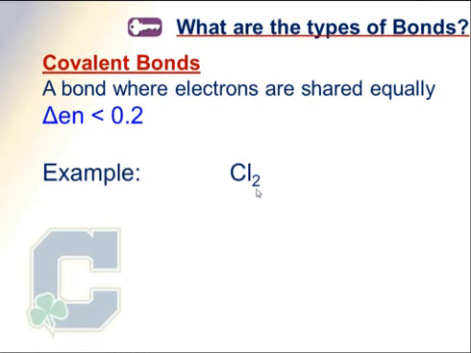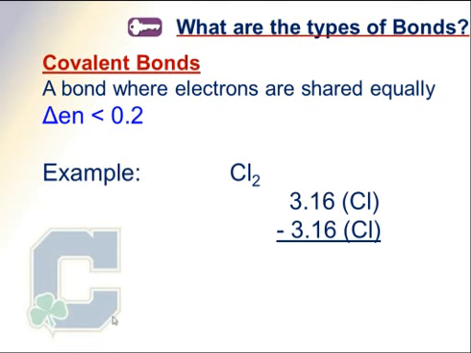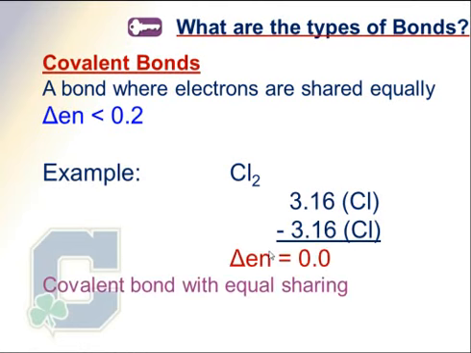Well, it's just Cl bonding with itself, so it's Cl minus Cl, 3.16 minus 3.16, which gives me a difference of electronegativity of 0. Now that's important because that is completely equal sharing. Okay, the closer number that we are to 0, the more equal the sharing.